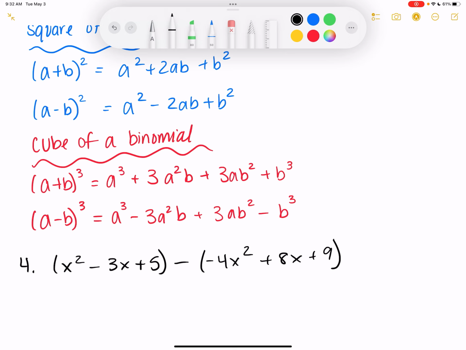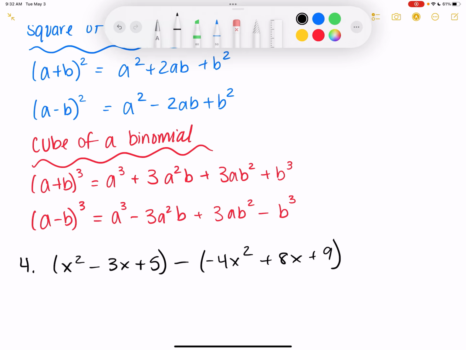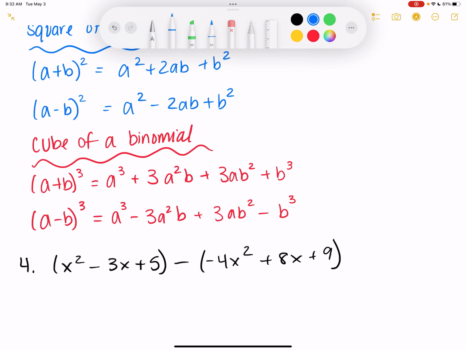So with this, there's kind of two ways you can think about this. When I do this with Algebra 1, I usually have them actually distribute this sign all the way through and rewrite everything with the correct sign. If you want to do it that way, that's completely fine. But the other thing you can do is find your like terms. So you can say x squared minus negative 4x squared.